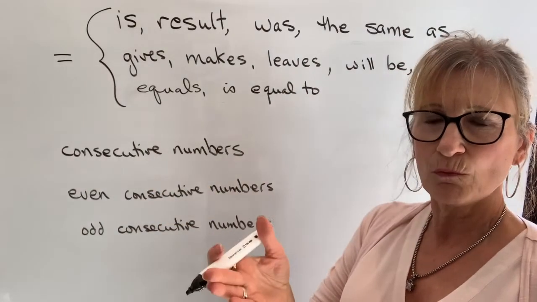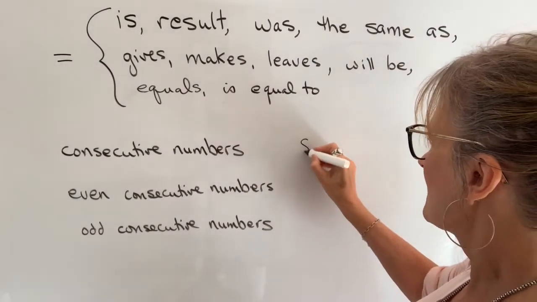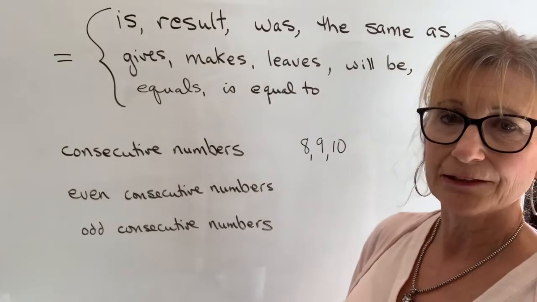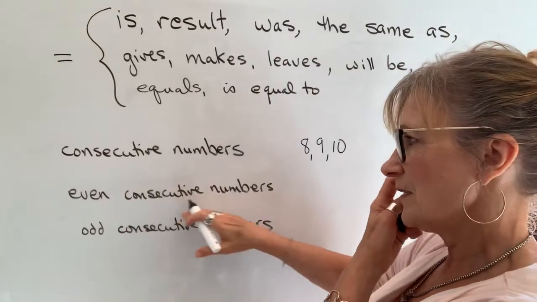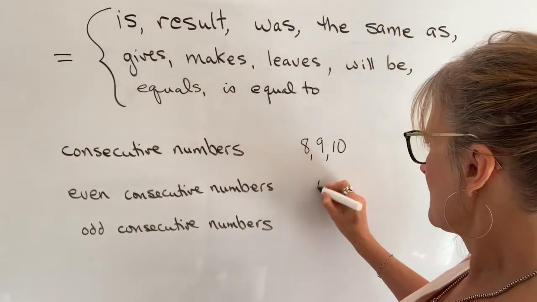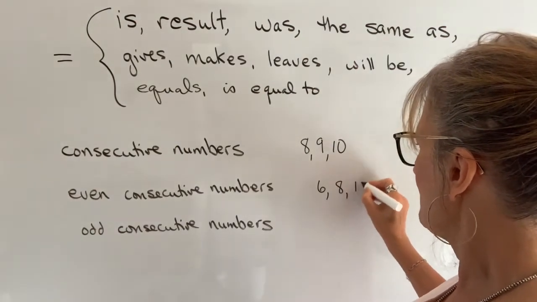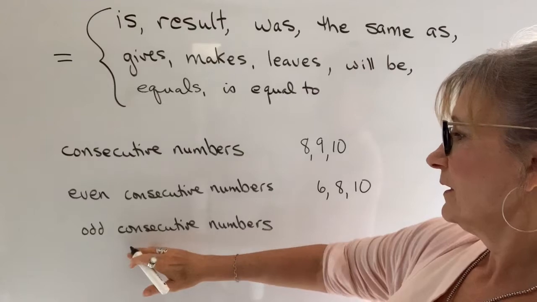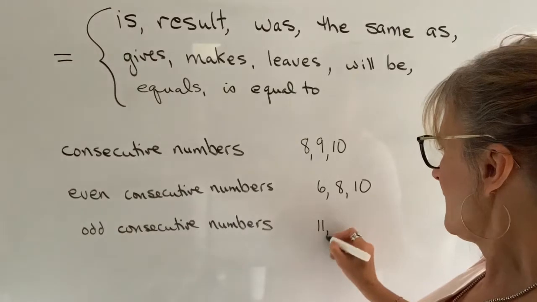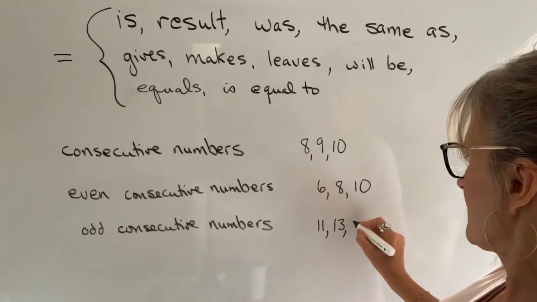Consecutive numbers just mean one whole number, then the next whole number, and then the next whole number. So if I started off with 8, the next consecutive number would be 9, and the next consecutive number would be 10. Consecutive even numbers would be, let's say we started with 6. The next consecutive even number would be 8, and the next one would be 10. Consecutive odd numbers, if we started with, let's say, 11, the next one would be the next odd number, which is 13, and the next odd one is 15.